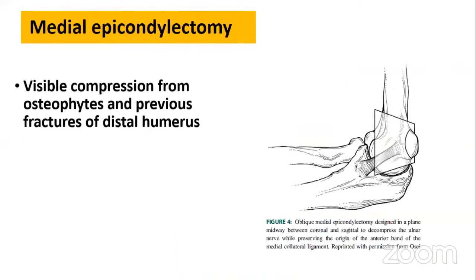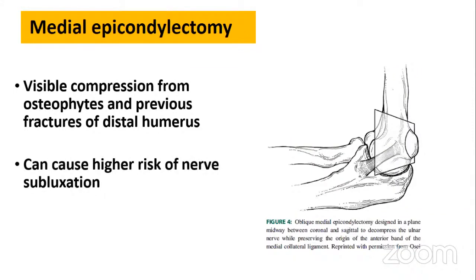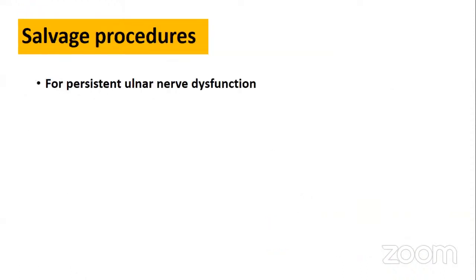Indication for medial epicondylectomy is not common. Visible compression from osteophytes and previous fractures of the distal humerus. And the problem is it can cause a higher risk of nerve subluxation. So you will have to be ready to do any of these flaps or transpositions properly, because once you take off this bony support, the subluxation chances can increase. So we have to be very careful how much of the medial epicondyle is taken away, and you have to be a little more, not so generous on that. Salvage procedure for persistent ulnar nerve dysfunction basically is tendon transfer.